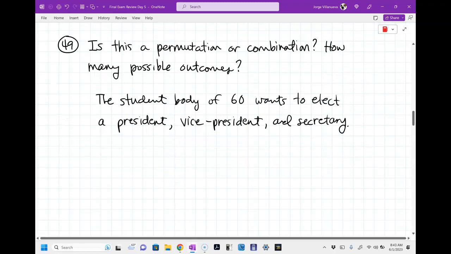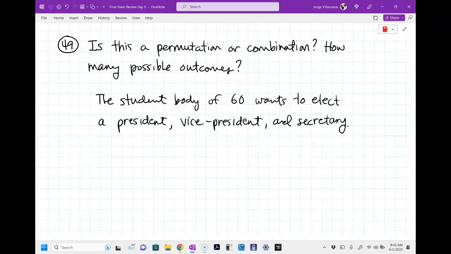So as you guys are writing this, let's just read this and let's see what you think. Is this a permutation or a combination? They say the student body of 60 wants to elect the president, vice president, and secretary. Is that a combination or a permutation? Yeah, this would be permutation because depending on who they pick, they'll be the president, vice president, and secretary, right? So let me give you guys a minute just to write this down, and then I'll come back.